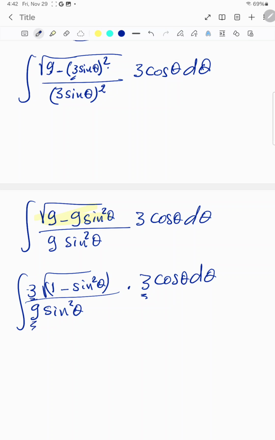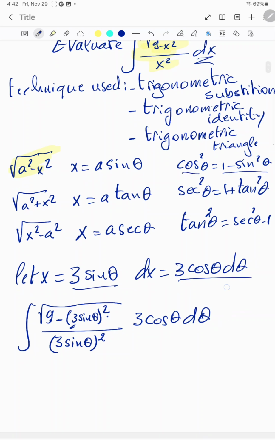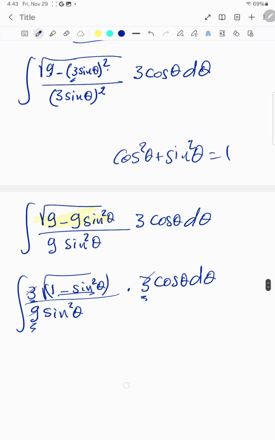And as we said here, I will use cosine squared of theta equals 1 minus sine squared of theta. So I have here 1 minus sine squared of theta, so it becomes cosine squared of theta. It's the trigonometric identity which says cosine squared of theta plus sine squared of theta is equal to 1. So 1 minus sine squared of theta equals cosine squared of theta. And this 9 with this 3 and that 3 will be simplified.